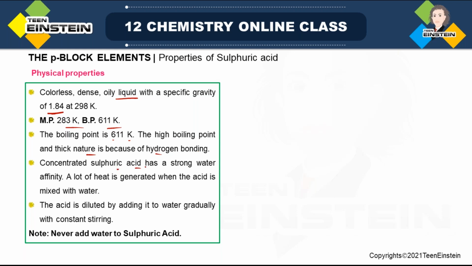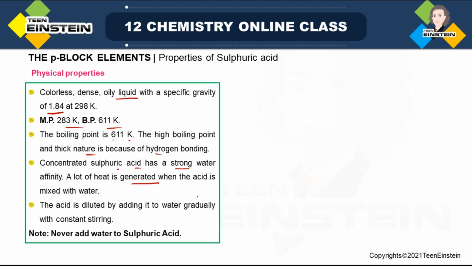Concentrated sulfuric acid has a tendency to absorb water, so it has a strong water affinity. This property is utilized in some chemical reactions. Suppose in some chemical reaction you need to remove water from the medium, then this can be used, provided it is not creating any other side reaction.